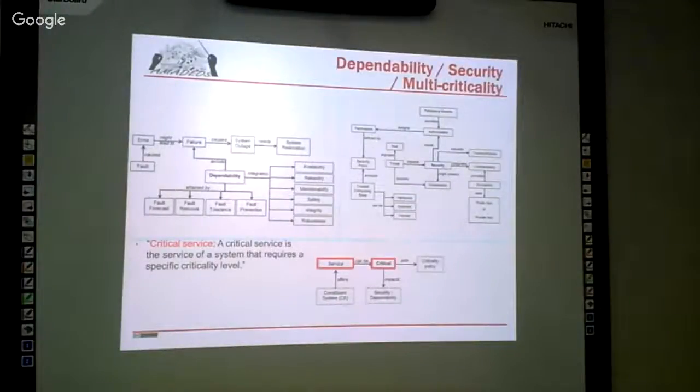Another viewpoint: dependability, security, and multi-criticality. A critical service is a service of the system that requires specific criticality levels. And you see it here: criticality policy, security and dependability, and so on. And this is attached to a constituent system, which is offering a service which can be critical.